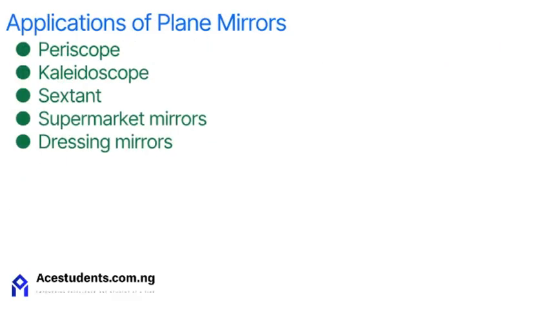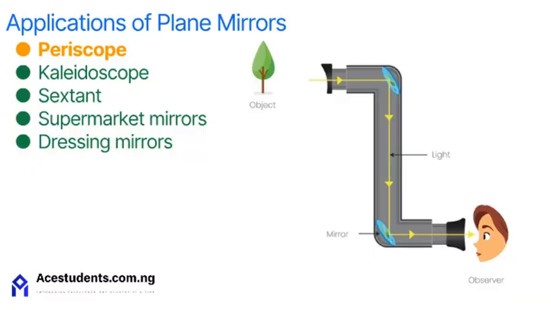Plane mirrors are useful in everyday life. Let's look at some applications. A periscope uses two mirrors placed at 45 degrees to allow a person to see over walls or obstacles. Periscopes are used in submarines to view water surfaces.